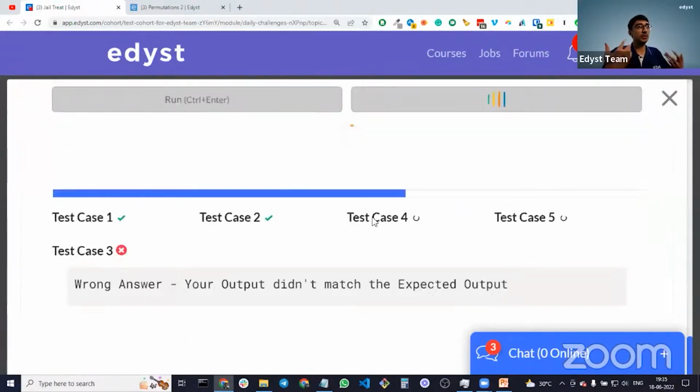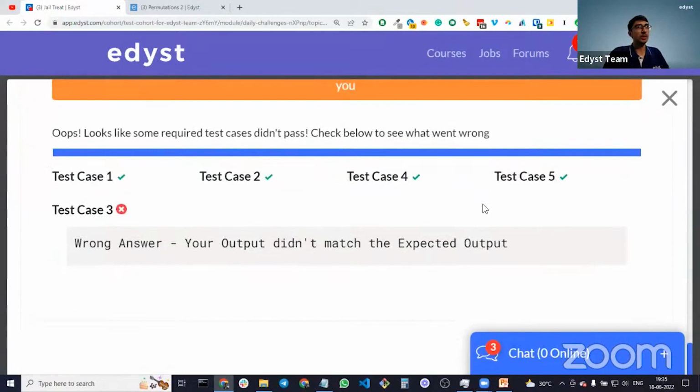Can we take input as string? I mean, up to you if you feel like, but not really recommended. Okay.